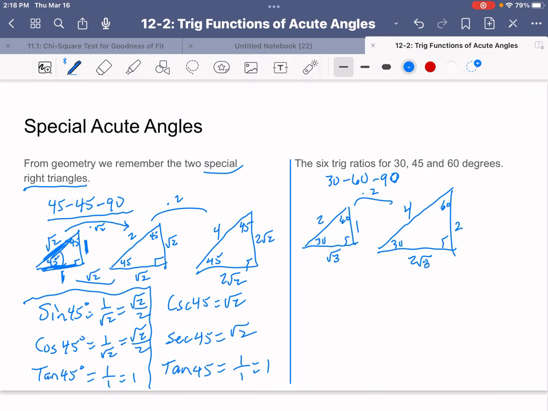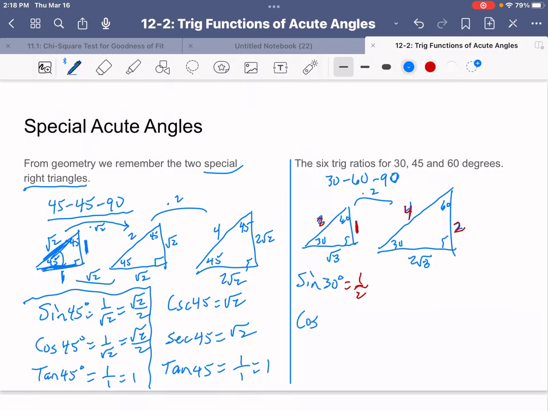Those are 30, 60, 90 right triangles. But what do you notice? The sine of 30 degrees is opposite over hypotenuse. Or it could have been this 2 over this 4, but that's still a half.